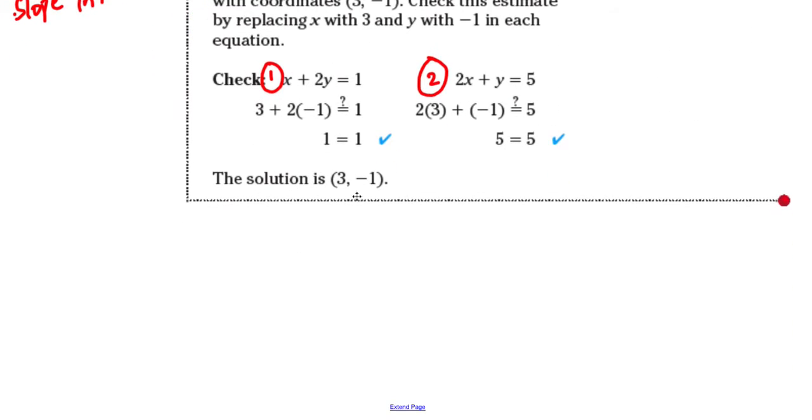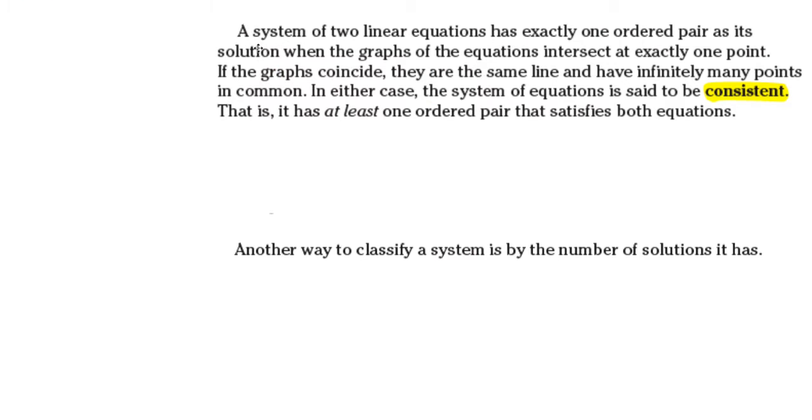So from there, we move on to what we call inconsistent and consistent systems. A system of two linear equations has exactly one ordered pair as its solution when the graphs of the equations intersect at exactly one point. And that is best exemplified in example 1. They both intersect at only one point.